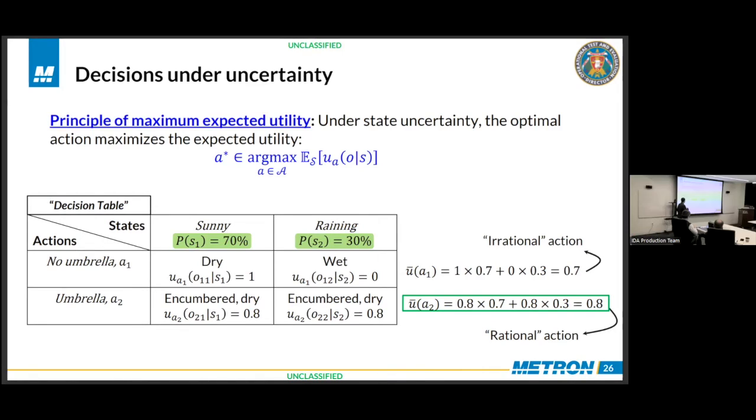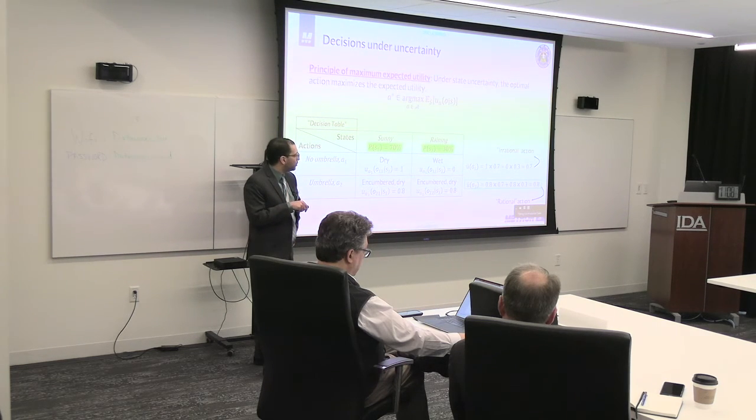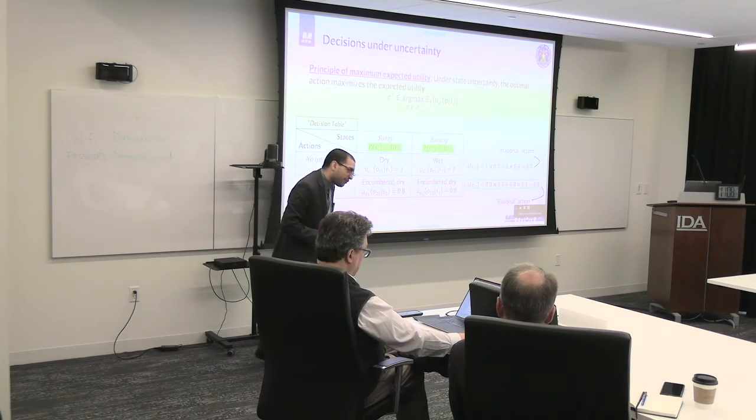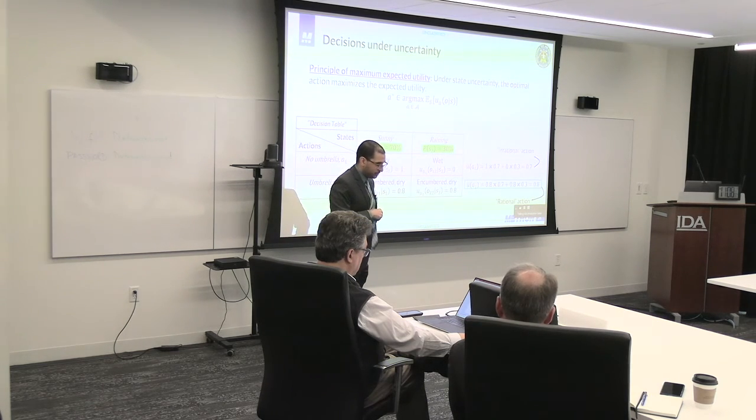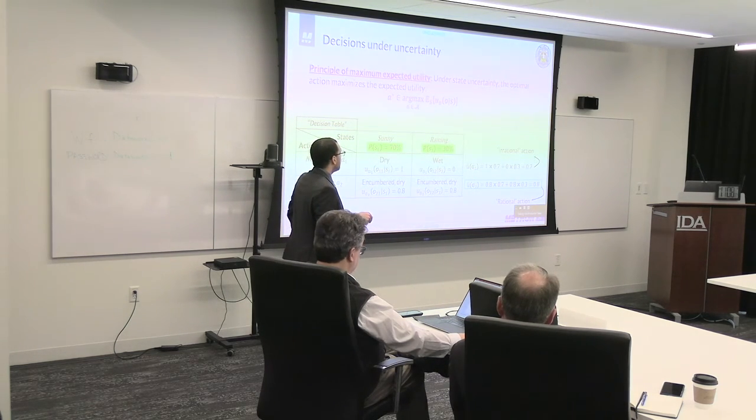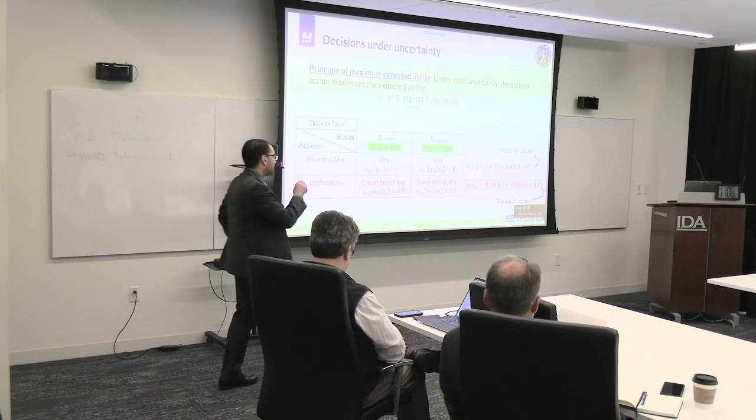On the other hand, I want to calculate the utility of taking an umbrella, and so that's 0.8 times its probability plus 0.8 times its probability, you get 0.8. The rational actor will always choose the situation that maximizes the expected utility. And so someone who is rational would choose the 0.8 and would take an umbrella in this situation. If you choose anything less than your preferences, we'll call that irrational. So someone not taking an umbrella would be irrational in this case.